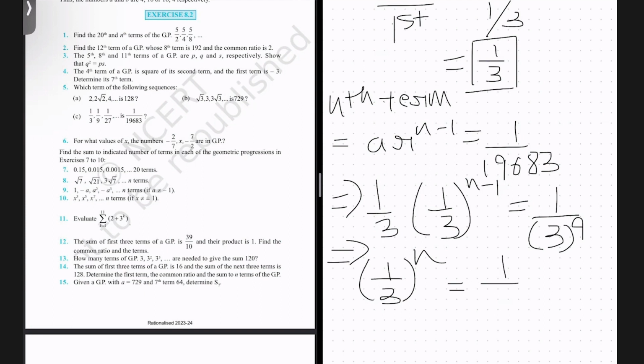And on the RHS, I can raise this entire term by 9, because 1 raised to the power 9 is nothing but 1. So I can denote this right here as this, and that won't change anything, right? As both the sides are now the same, I can compare the powers. n is now going to be 9, right? So we have solved this exercise.